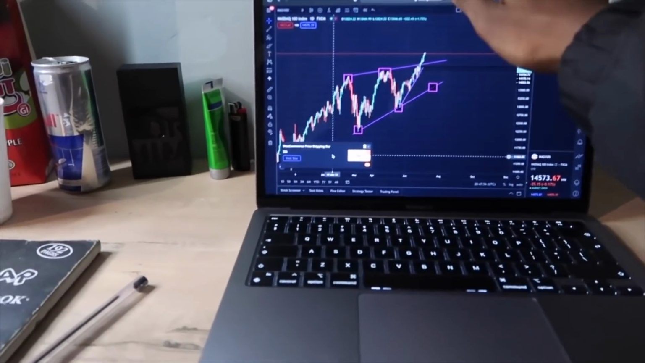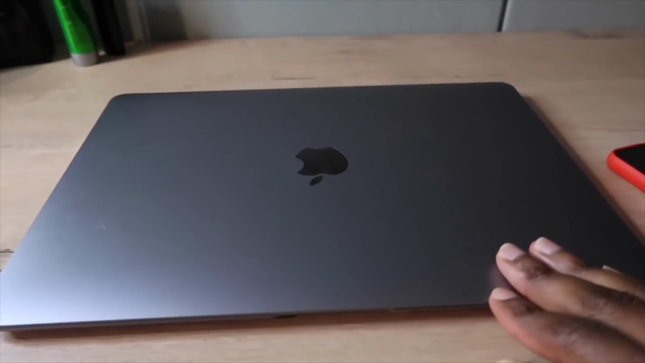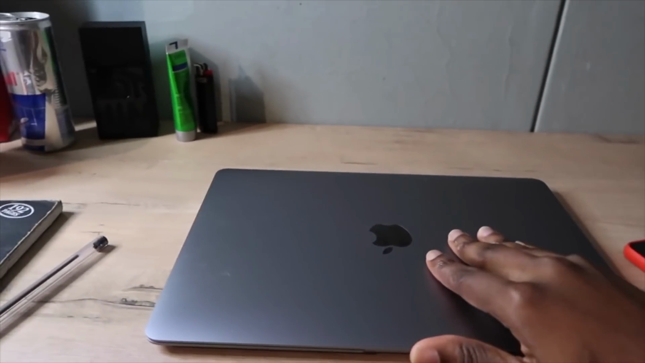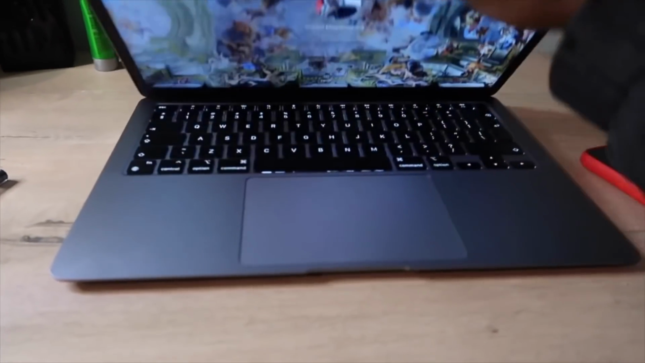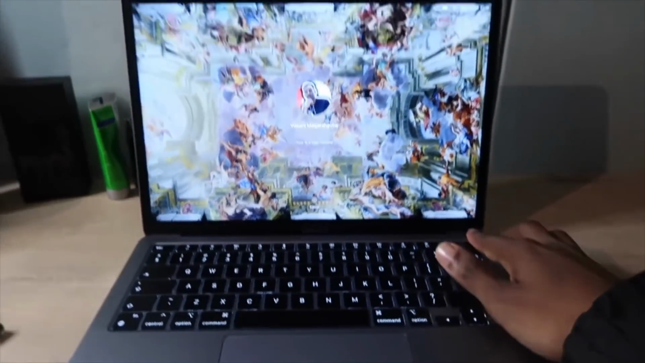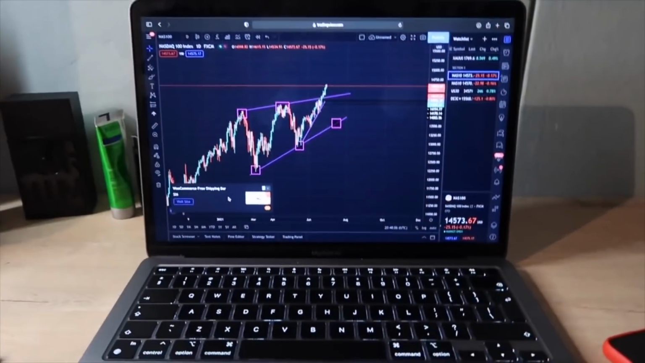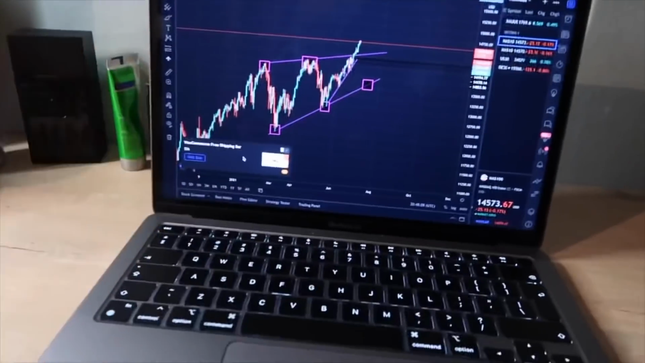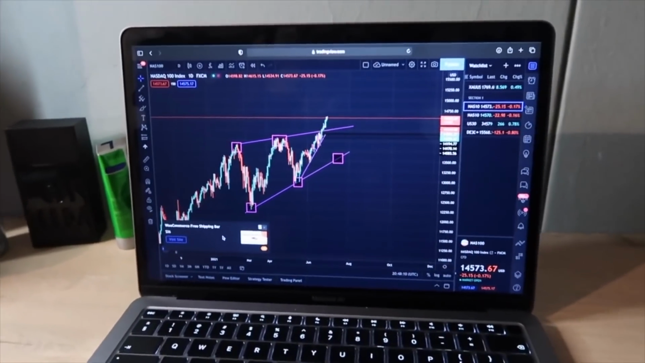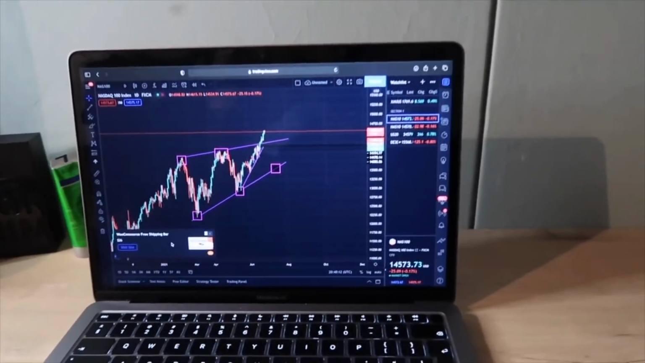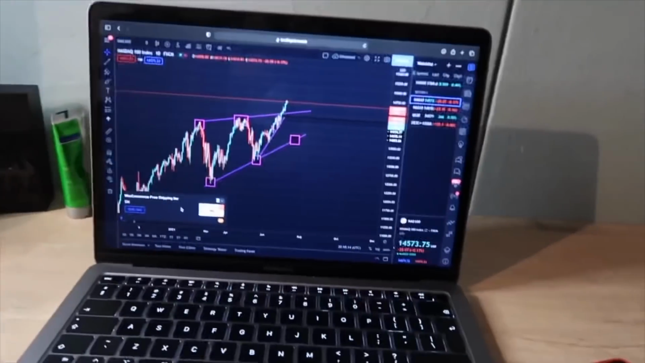So this right here is a MacBook Air. I picked this up because, like I said in the other video, Windows was becoming too slow for me. You don't have to go for the latest generation. If you wanna bump up your spec for your trading system, you can go for a MacBook Air if you don't mind paying that little extra, but you don't even have to go for the latest generation.